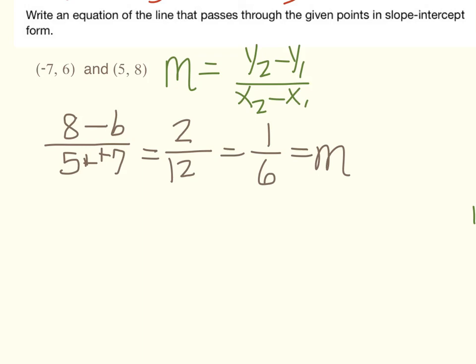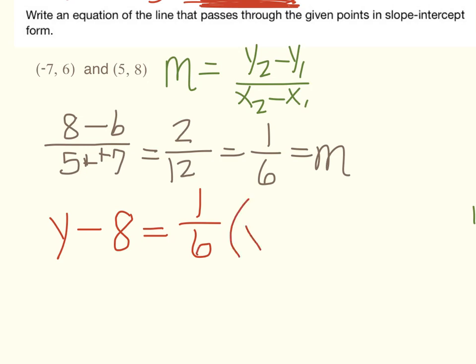So now I have all the information I need to write my equation. I'm going to choose to use this ordered pair just because I don't want to have to deal with any negatives. So y minus the y1 coordinate, or the y coordinate for my ordered pair, is 8 equals, what is my slope? 1/6 times the quantity x minus the x coordinate of the ordered pair I choose is 5.